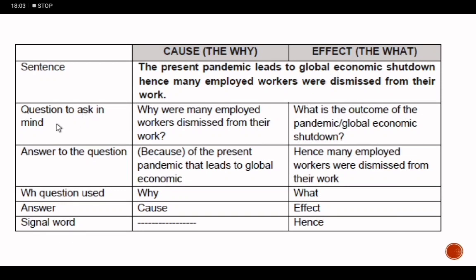Question to ask in mind: what? What is the outcome of the pandemic shutdown? Answer to that question: hence, many employed workers were dismissed from their work. So the WH question used why, which is the cause. The WH question used what, which shows the effect. Signal word in the sentence, there's no signal word for the cause. Yet for the effect, we can see the signal word hence.